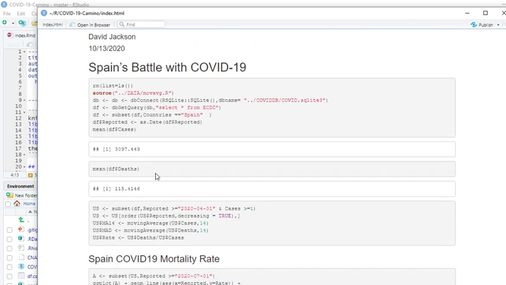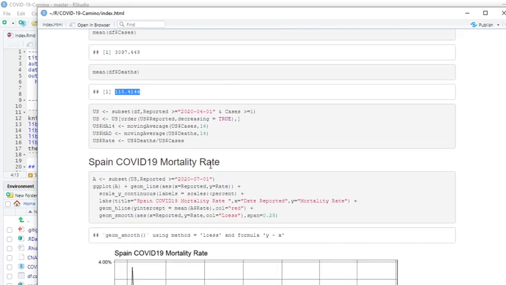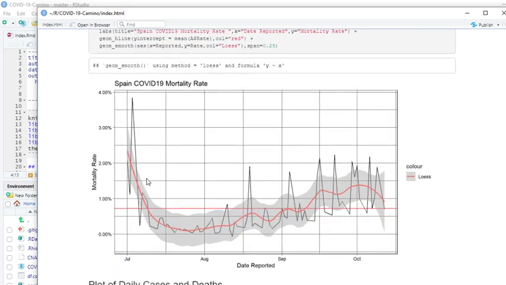Okay. Spain is currently averaging 3,097 cases per day and 115 deaths. This is the mortality rate. These spikes are all probably Mondays, so we can say that the mortality rate will be 1.5%. According to the lowest curve, it's less than 1.5% average per day.